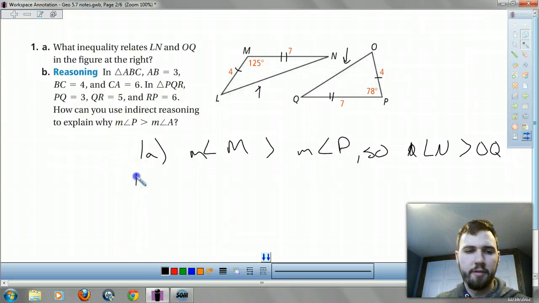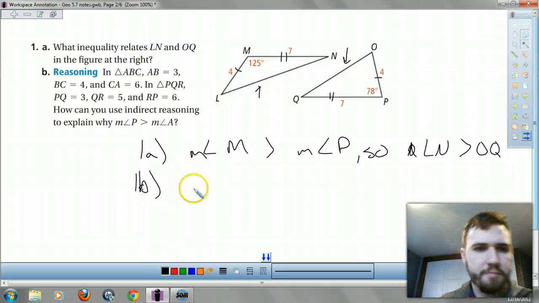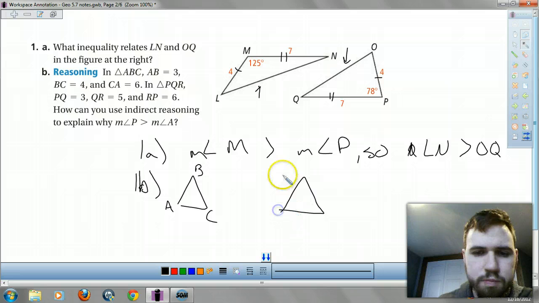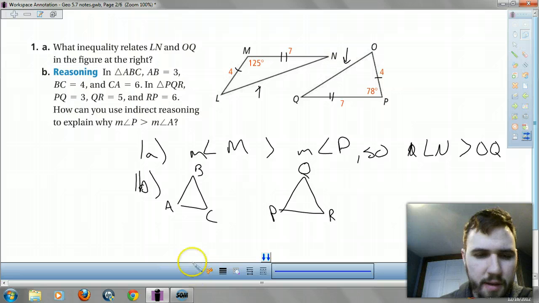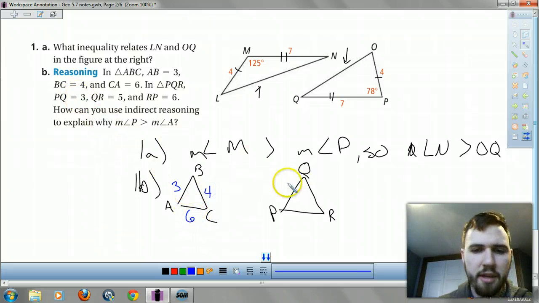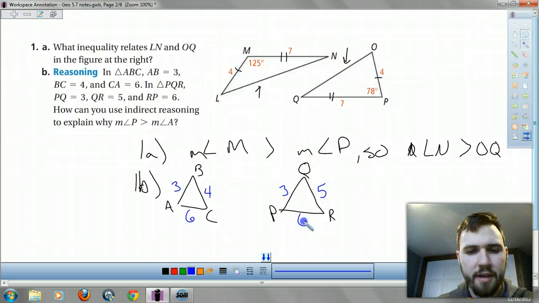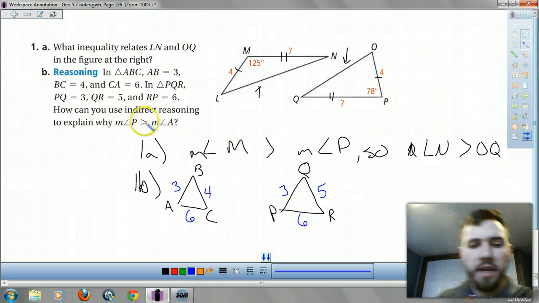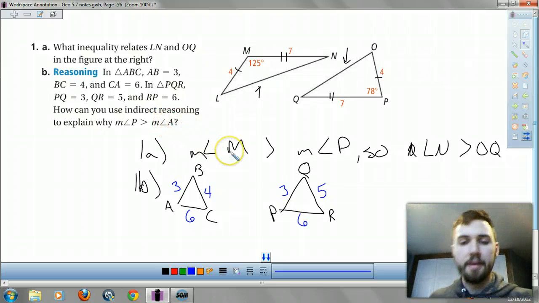Let's take a look at 1B. We might have to draw a picture. So we have ABC and PQR. Okay, they tell us AB is 3, BC is 4, and CA is 6. PQ is 3, QR is 5, and RP is 6. Use indirect reasoning to say that angle P is greater than angle A. Okay.